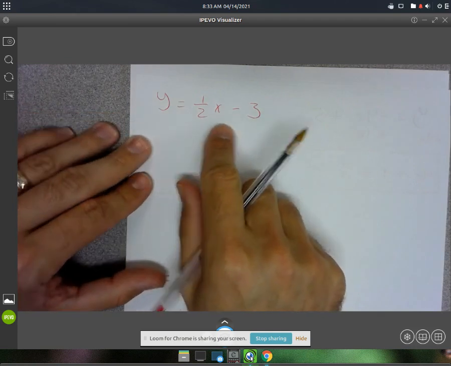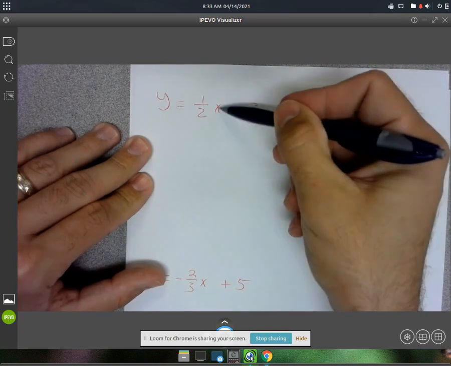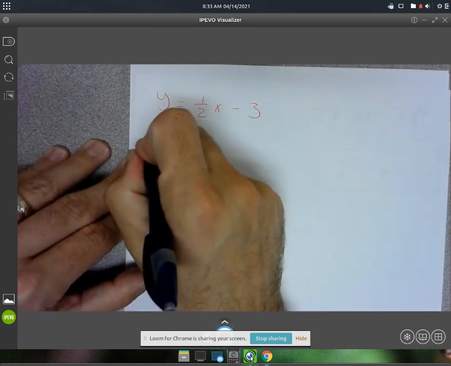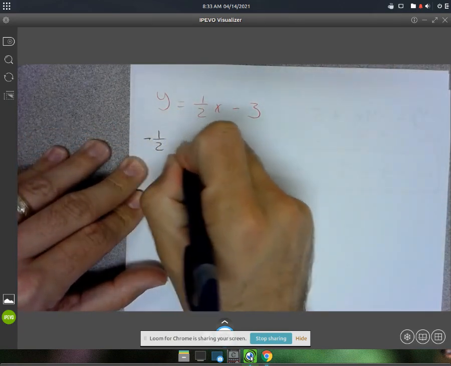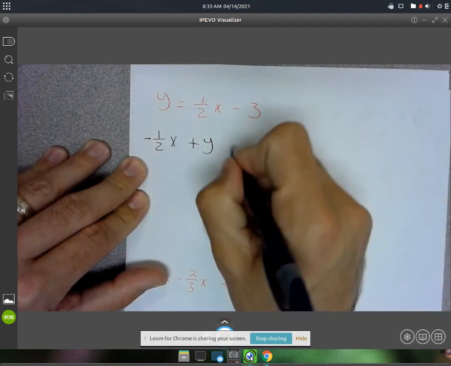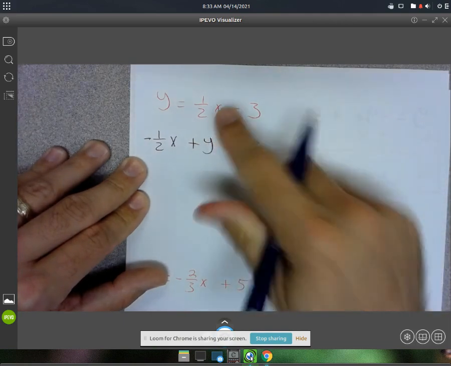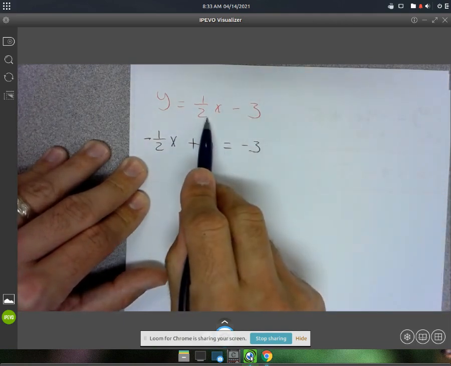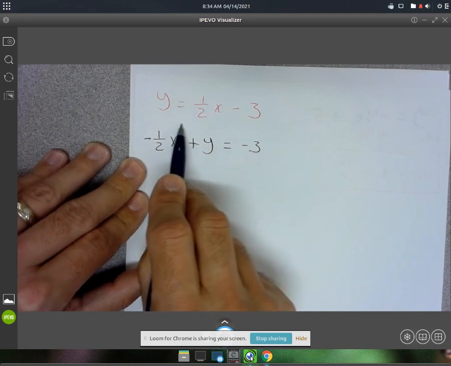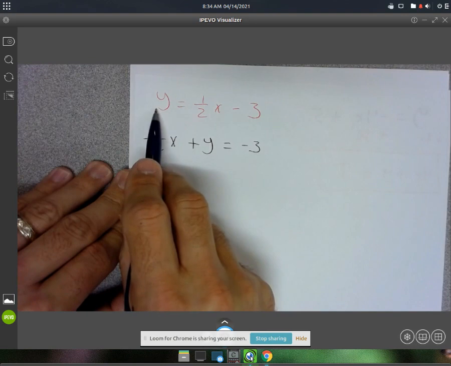So it's in slope-intercept form. I'm going to move my x part over to one side first. So I get negative 1/2 x plus y is equal to negative 3. So I took this 1/2 x here and I subtracted it from both sides. So I moved it across the equal sign and it became negative over here. And my y was already positive.